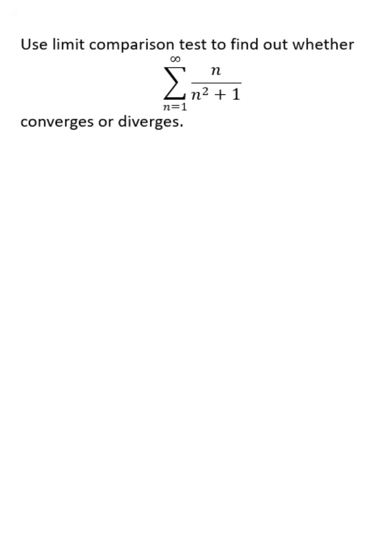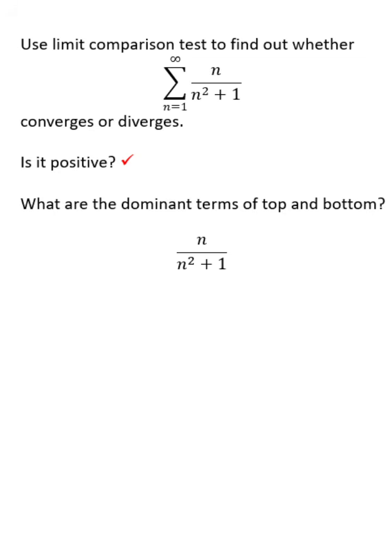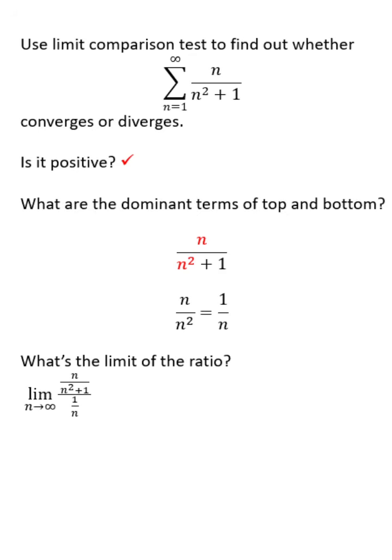You use the limit comparison test. Make sure that the terms that you're adding are positive, and then you look at the top and bottom to figure out the dominant terms. Use those dominant terms to build a new series. You take the ratio of the two. Division by 1 over n is the same as multiplication by n over 1.